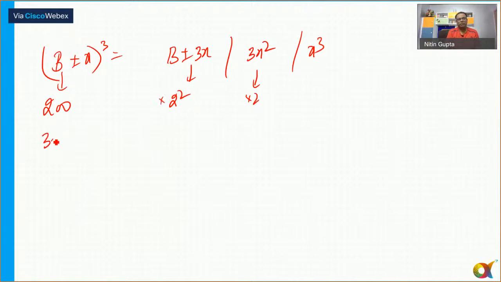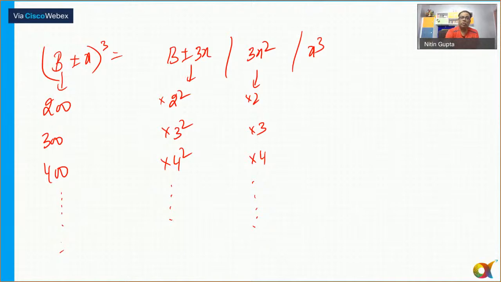If you are working on a base of 300, multiply the first part by 3 square and the middle part by 3. If you are working on a base of 400, multiply the first part by 4 square and the middle part by 4, and so on, and you'll get the answer. Okay, that's it.